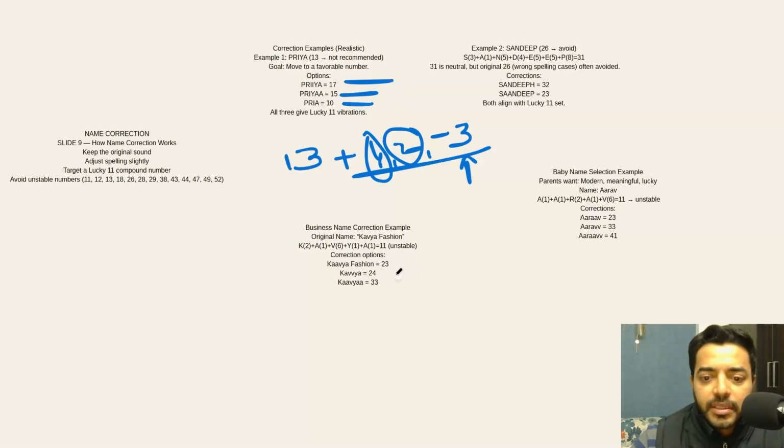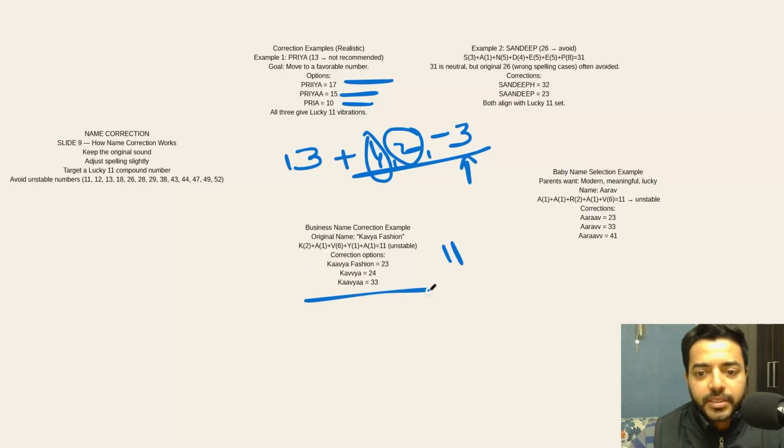Kavya Fashion has, one second, it has 11, right? 2, 3 plus 6 is 9, 9 plus 1 is 10, 10 plus 1 is 11. So Kavya is 11, and then check for Fashion. I think we missed out on checking Fashion here.